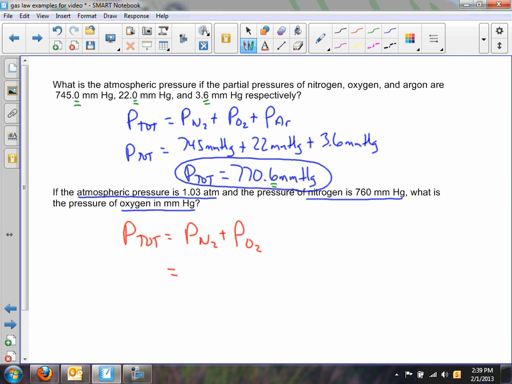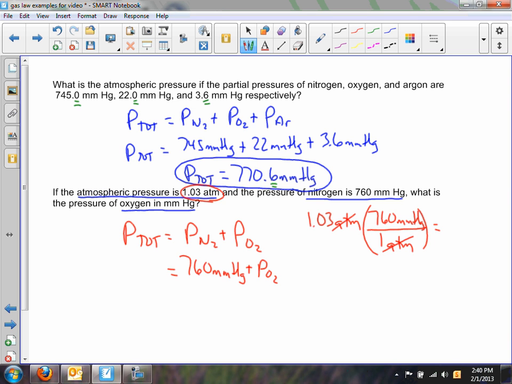Which is fine, but then I need every pressure in millimeters of mercury. They give me the nitrogen as 760 millimeters of mercury. I don't know the pressure of oxygen, but my total pressure, my atmospheric pressure, was given in terms of ATMs, or atmospheres. So I first need to convert that. 1.03 ATMs. I know 1 atmosphere of pressure is the same thing as 760 millimeters of mercury.